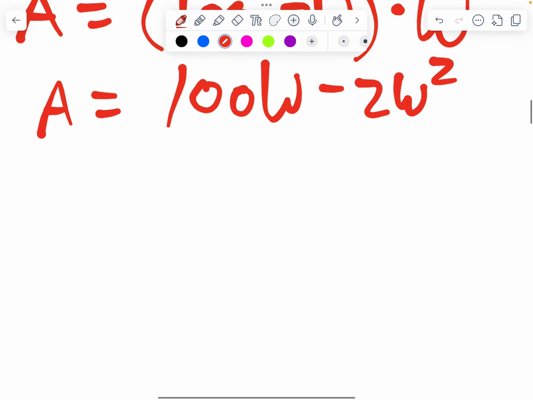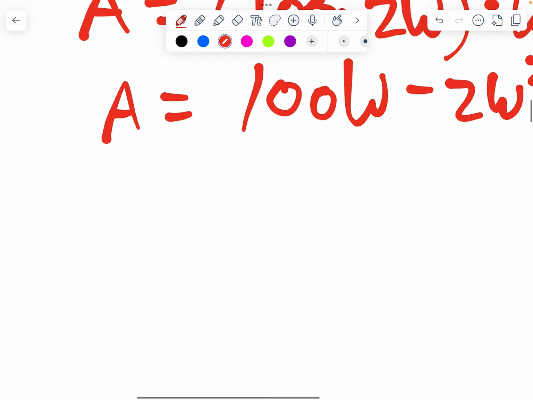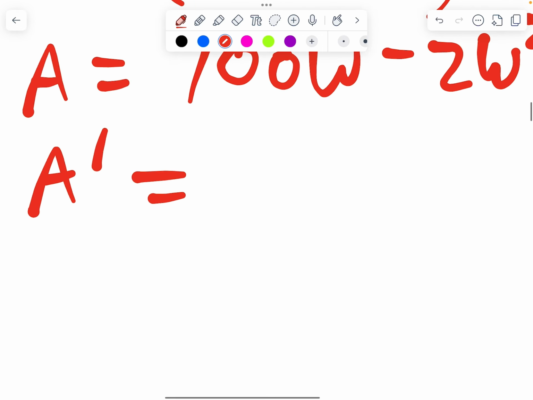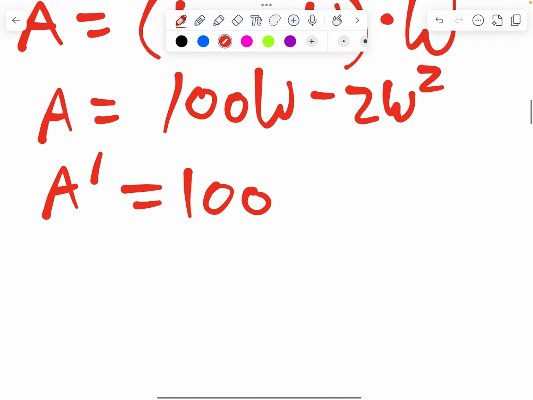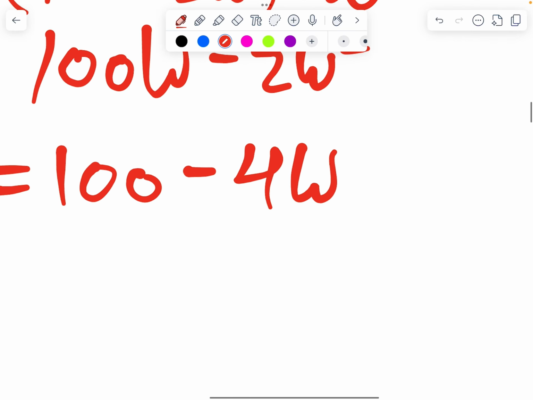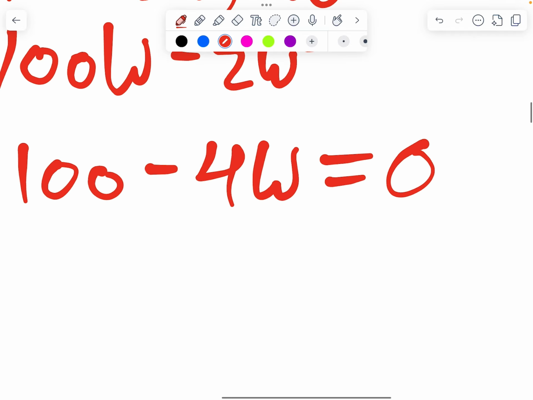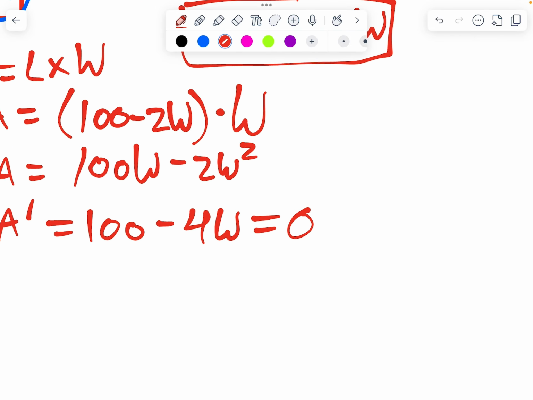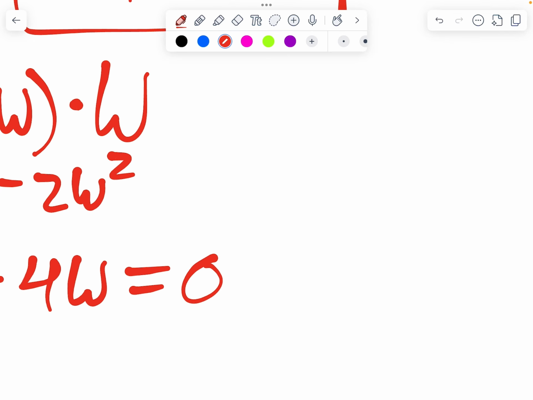And then from here, you just take the derivative. So derivative of this, 100W, that's just going to be 100 minus 4 times the width. And then you want to set that equal to 0. Because from finding maximum and minimum, you know that it's either going to be a maximum or a minimum when that change is 0. So this change here is 0.